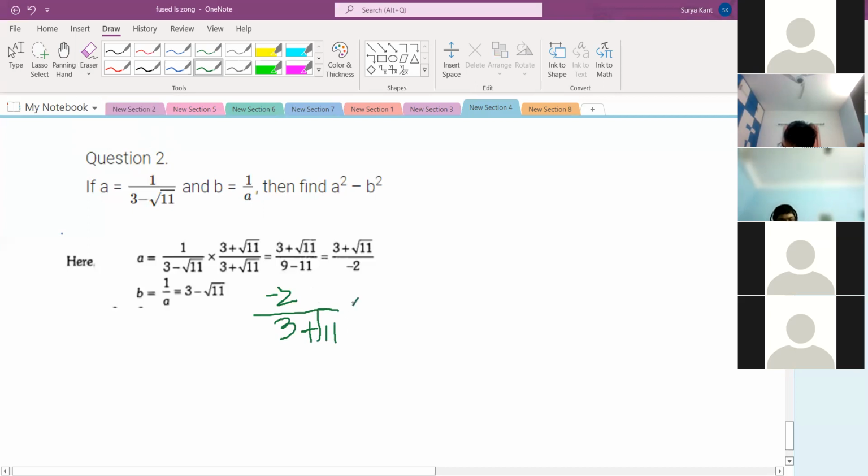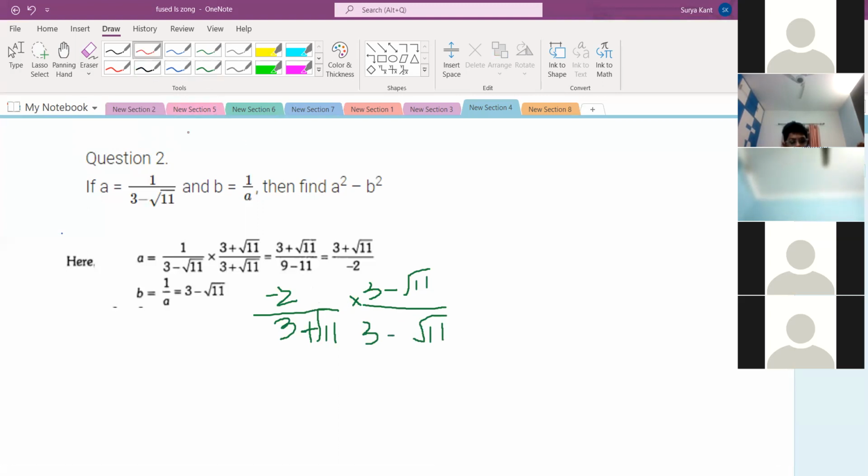Three plus root 11 minus 2, 3 minus root 11 divided by 3 minus root 11. Now if you are multiplying the denominator, everything will get cancelled, right? This 2 is going to cancel with this whole thing and this whole thing. You are getting this much or not? Pulastya?